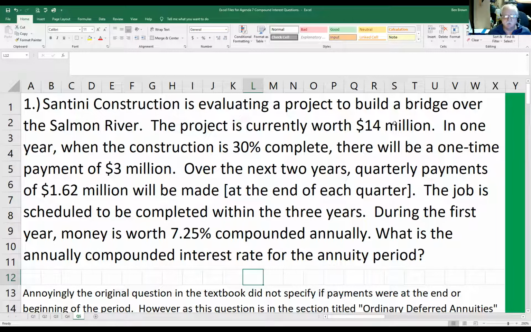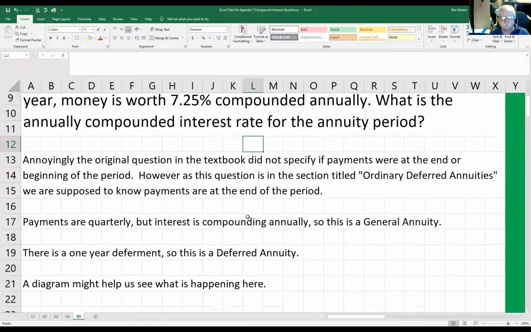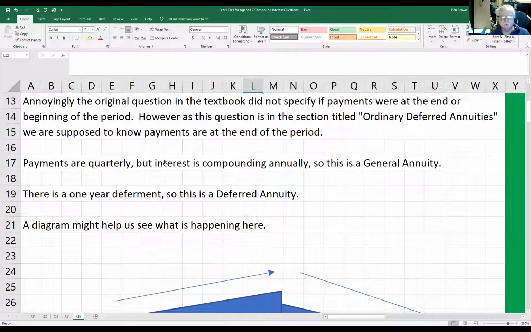The job is scheduled to be completed within the 3 years. During the first year, money is worth 7.25% compounded annually. What is the annually compounded interest rate for the annuity period? So very much the same concept as the question we just did. Payments are quarterly, but interest is compounded annually, so we know this is a general annuity. There's a 1-year deferment, so this is a deferred annuity.